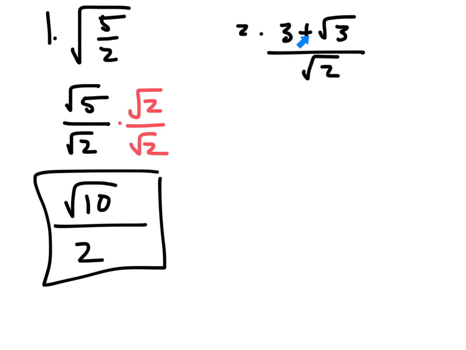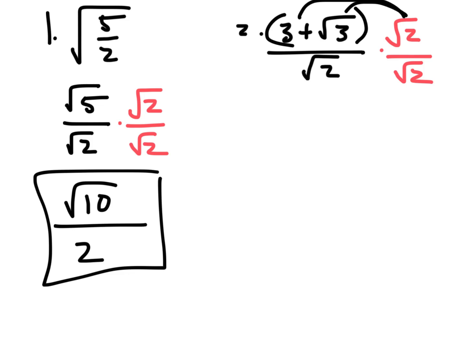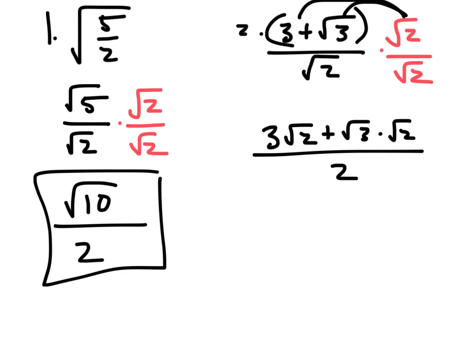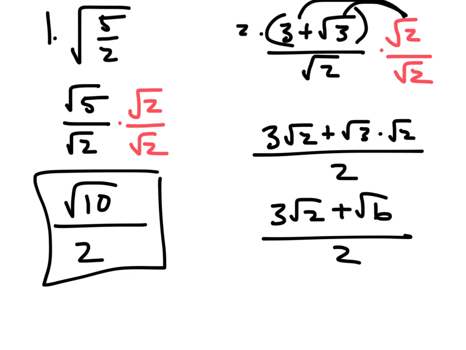Here in the second example, I've got this plus, but I don't have to worry about it because it's not in the denominator. So all I have to multiply by is the square root of 2 over the square root of 2. Now, this is a binomial, so I'm going to have to multiply the square root of 2 times both of these things. So I have 3 square roots of 2 plus square root of 3 times square root of 2 all over 2. Now, square root of 3 times square root of 2, that's the square root of 6. So I have plus square root of 6 over 2.